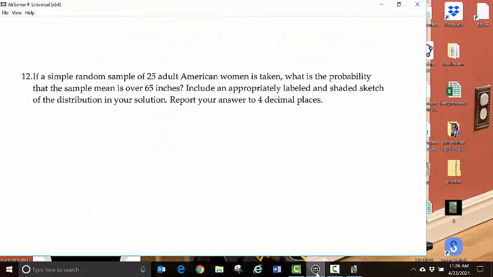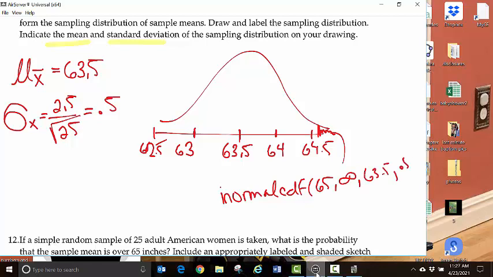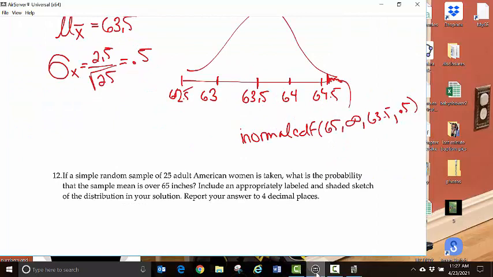If a simple random sample of 25 adult women is taken, what is the probability that the sample mean is over 65 inches? Well, now that we have this, we want to know the chance that it's over 65. So we would do normal CDF from 65 to infinity with a mean of 63.5 and the new standard deviation of 0.5. And I don't know what that probability would be, nor do I care at this point.